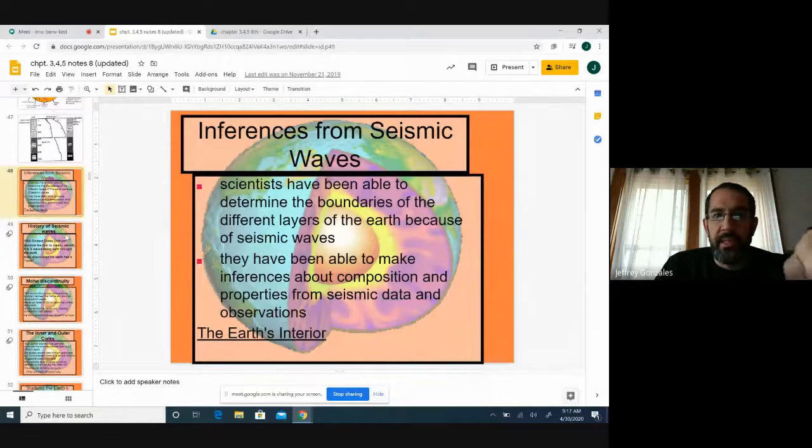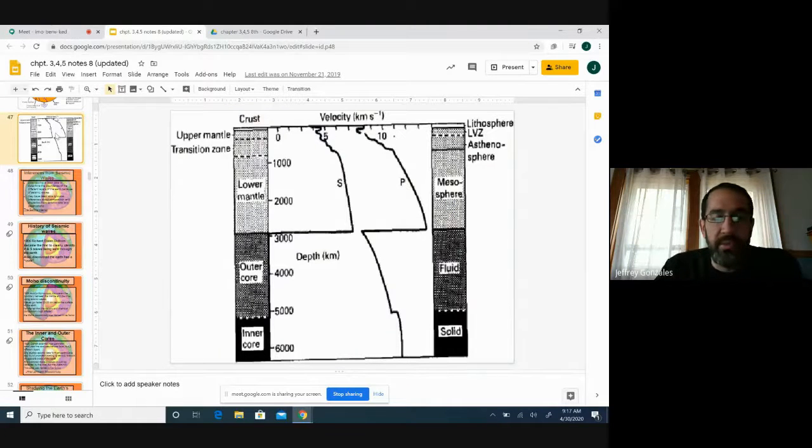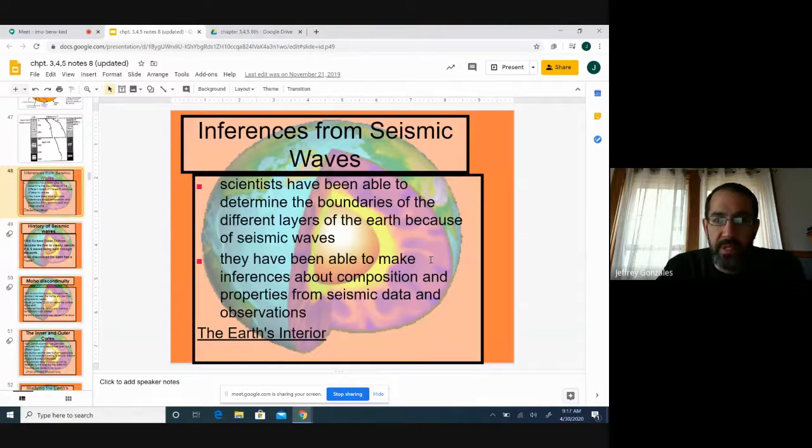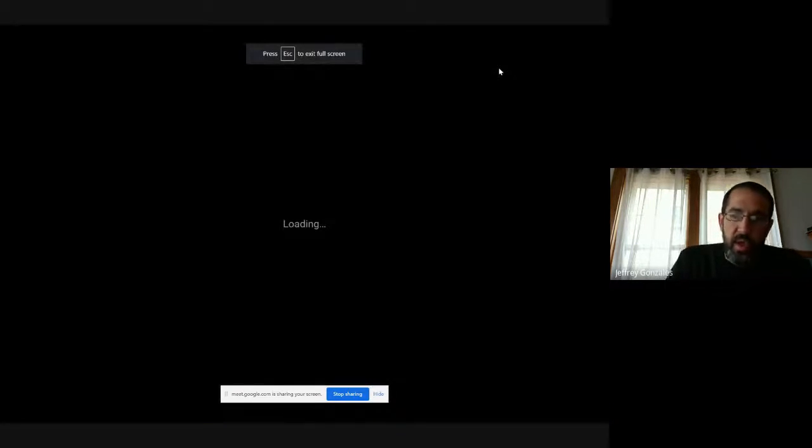Okay, so this is kind of where we ended. Scientists have been able to determine the boundaries, and we looked at this graph, and you had the homework assignment that was based on this graph. But very clearly, we could use this information to help us determine boundaries. We can make some inferences about the chemical composition and those types of things. Okay, the question was how do we get to this point, though?